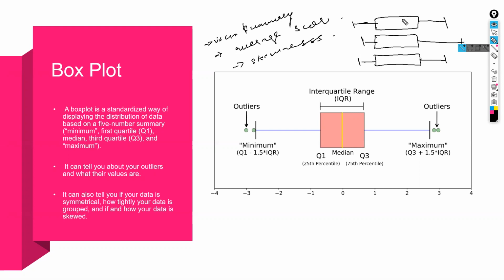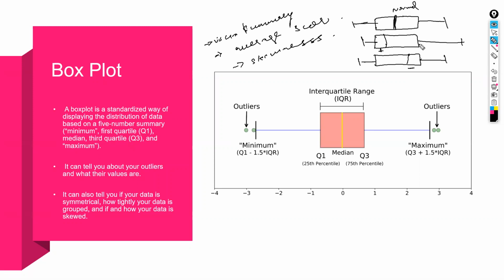How you understand skewness depends upon the median that you have. If your median is exactly in between, that is your normal distribution. If you see it towards here, that is positive skewness. If you see it towards here, this is negative skewness. So this is normal distribution, this is positive skewness, and this is negative skewness.